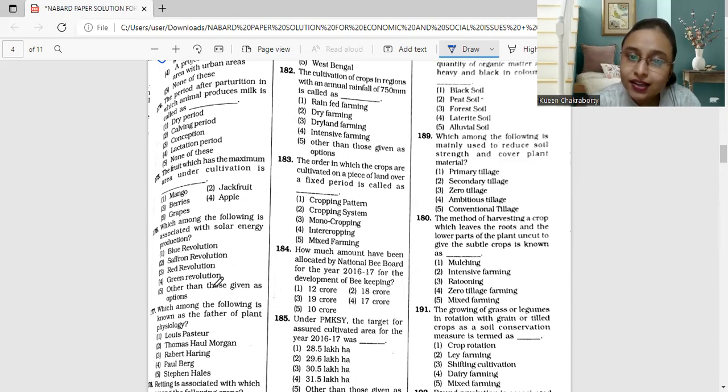The optimum lactating period is 305 days. So the correct answer to this is lactation period or lactating period. Lactating period also many times we find this. Next, moving on to question 175.